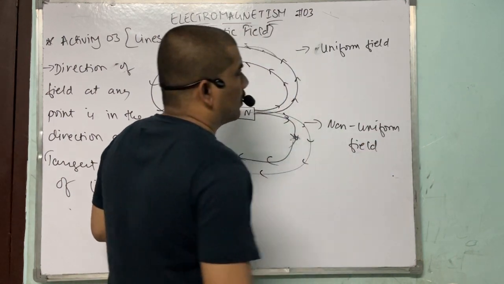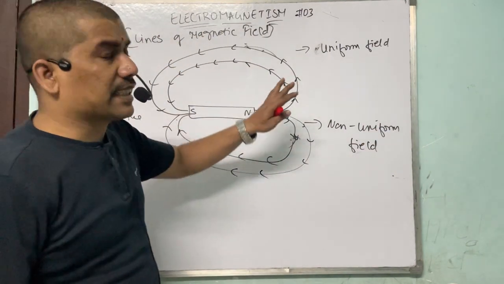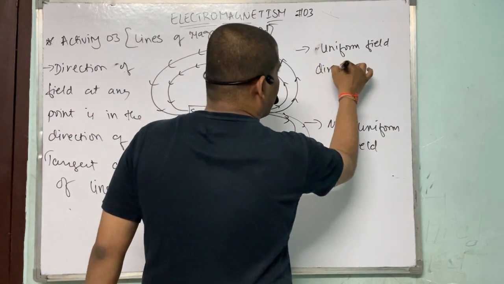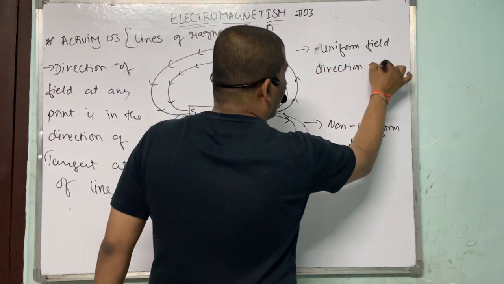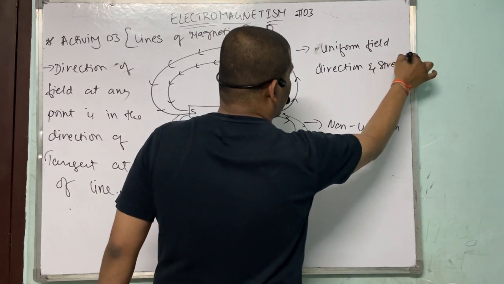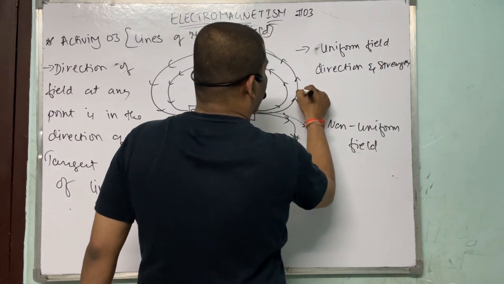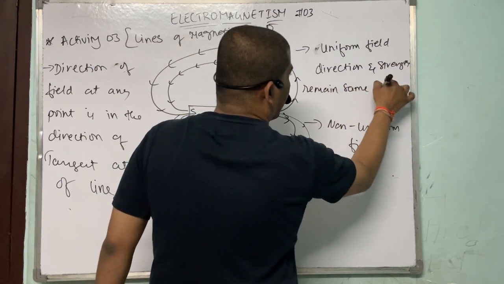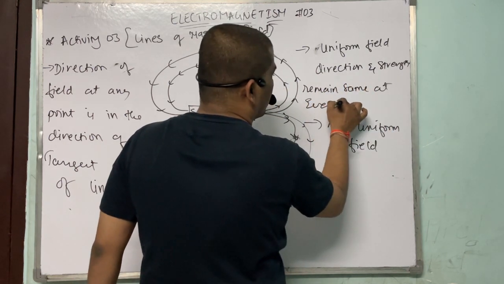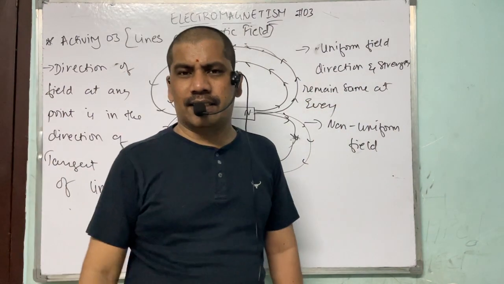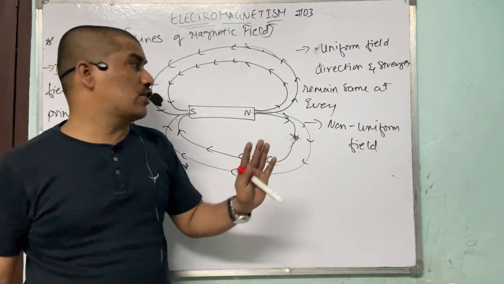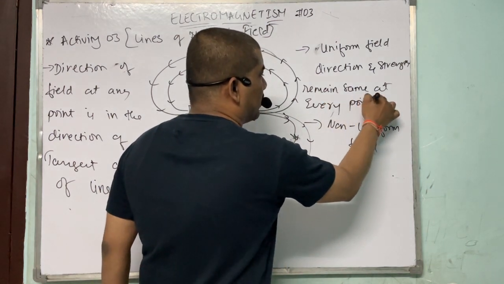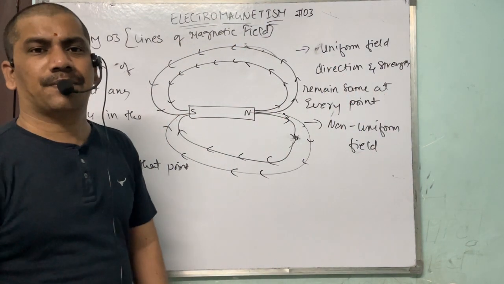See, a field is said to be a uniform field if its direction and strength remain the same at every point. Okay, getting this? Direction and strength should remain the same at every point. Then that field is said to be a uniform field.